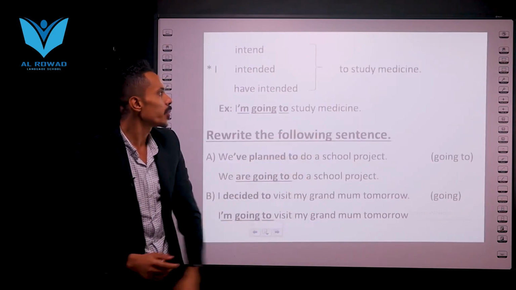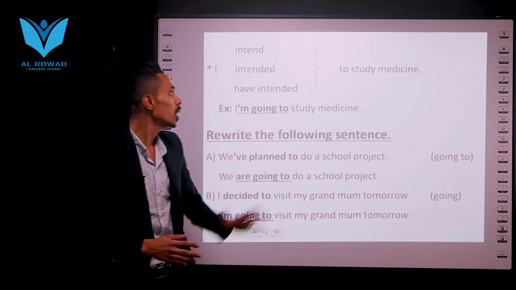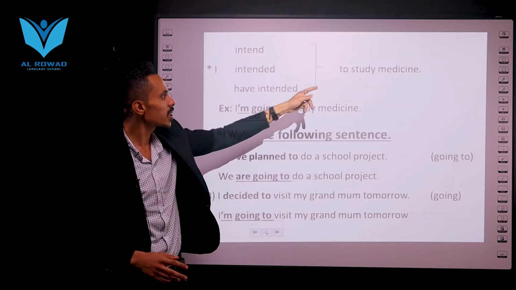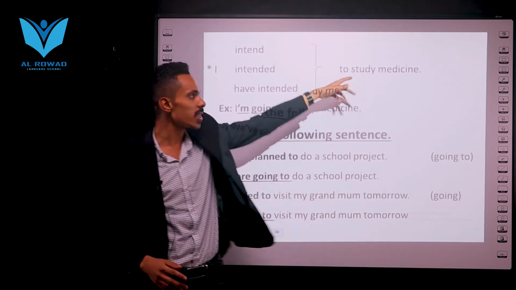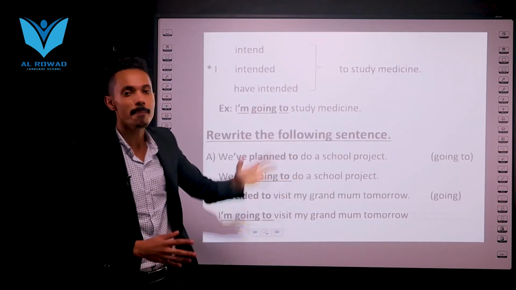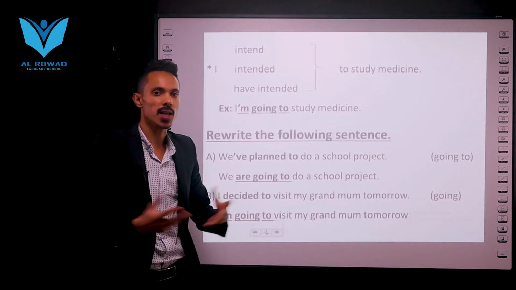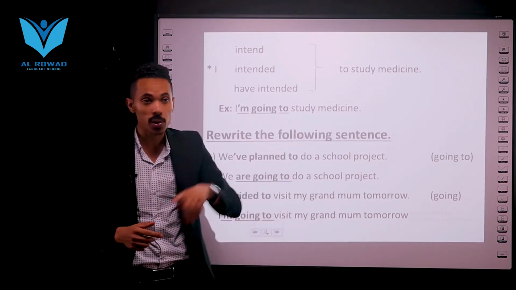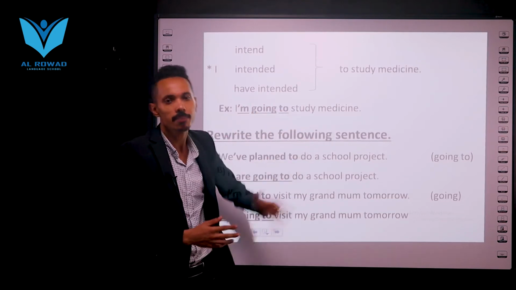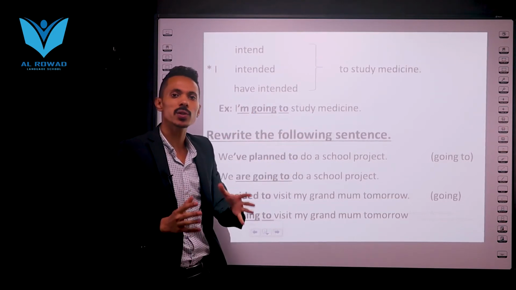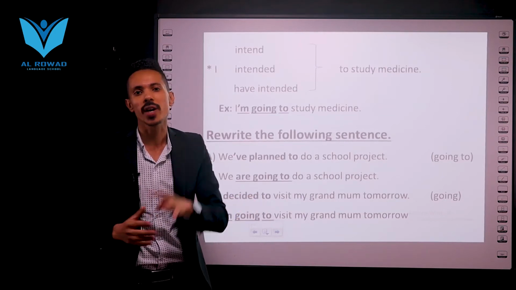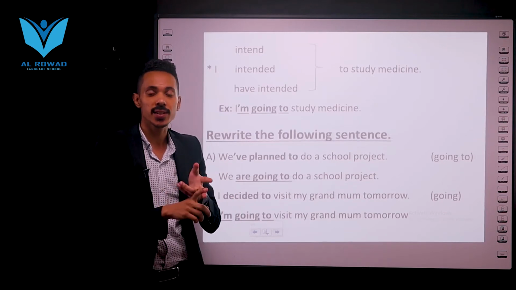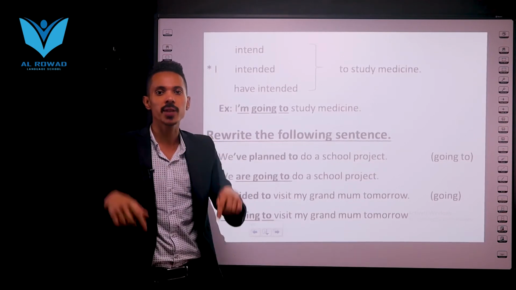And example number 3, I intend, or I intended, or I have intended to study medicine, to do this action in the future. So here it's a future plan. So we can also say, I'm going to study medicine. So if you want to talk about future plans, you have two ways: decide, plan, or intend, plus to plus an infinitive verb.